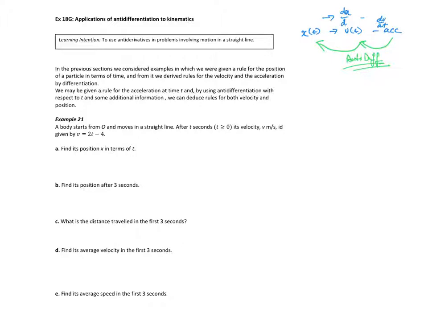A body starts from the origin and moves in a straight line. After t seconds, its velocity is given by that. Find its position. So velocity, which is dx dt, is equal to 2t minus 4. So that means then that x is equal to the antiderivative of 2t minus 4 with respect to t. Okay, so that's our notation we're going to use.